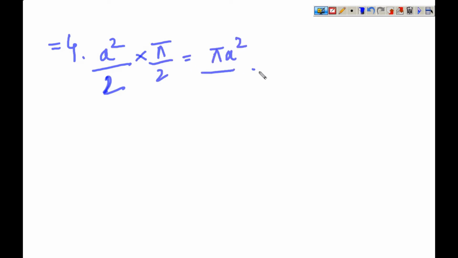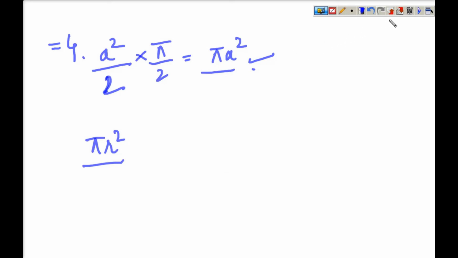So it comes out to be 4 times a squared by 2 times pi by 2. It comes out to be pi a squared. We know that the area of the circle is given as pi r squared, and in this case a is the radius. So now we have got the actual area of the circle using integration. So now we understood how to use integration, the application of integration.